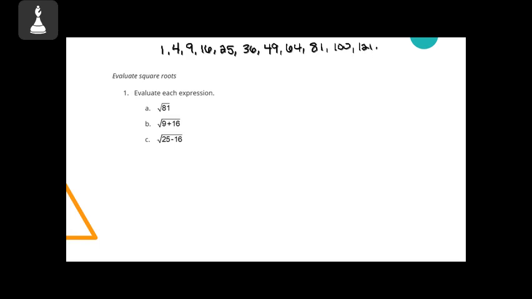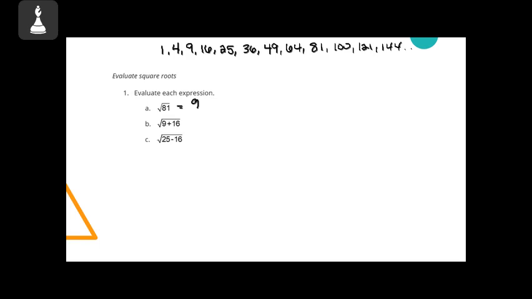So to get started, I know we previously talked about our perfect squares, and our perfect squares are able to be square rooted. Remember those perfect squares: 1, 4, 9, 16, 25, 36, 49, 64, 81, 100, 121, 144, and there are more beyond that, but these are the ones you're probably the most familiar with. So if we just want to evaluate a square root, we can do the square root of 81. Well, the square root of 81 is 9.